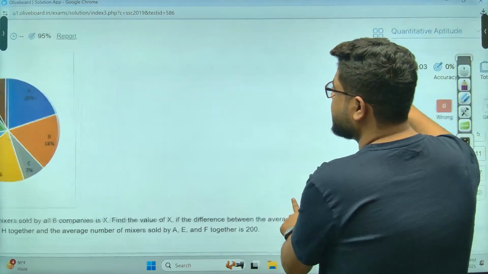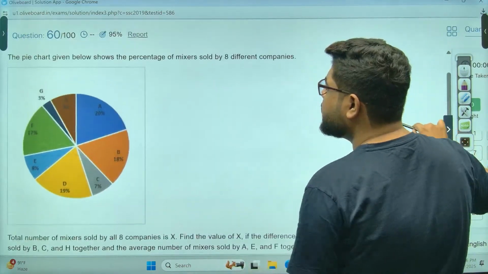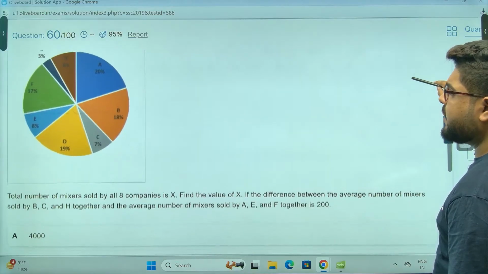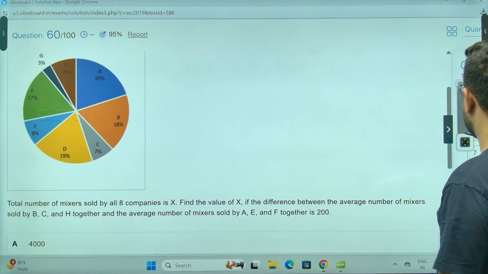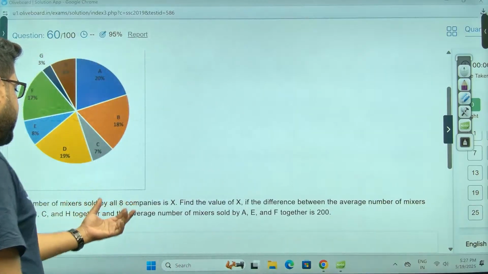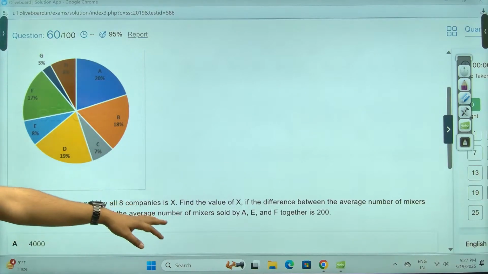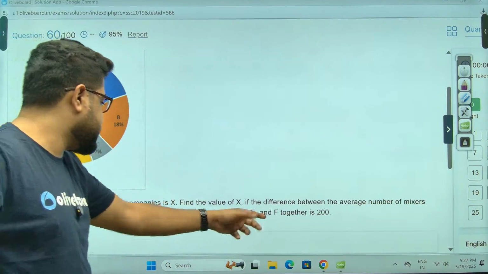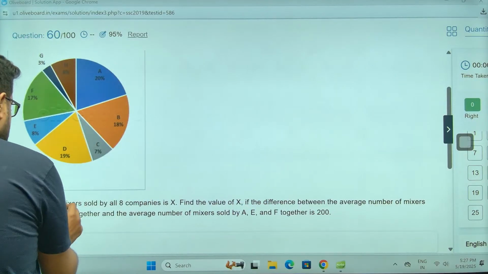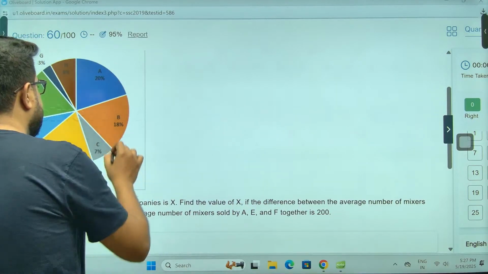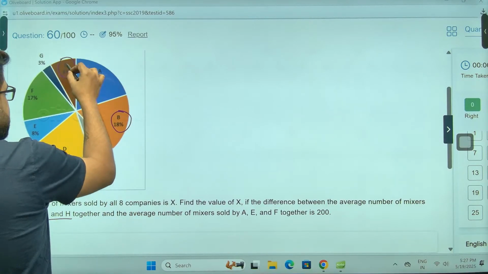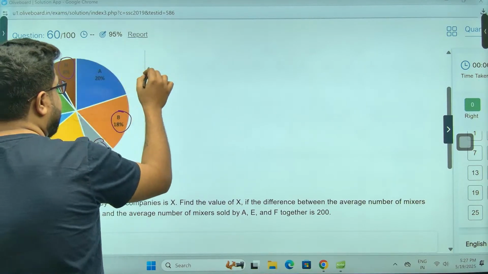Chalo, sir, let's move ahead. We are going slow, na? Achha, what does it say? Mixers sold by 8 different companies. Let's see what they are asking. Total number of mixers sold by all 8 is X. Find the value of X, if the difference between the average number of mixers sold by B, C, and H.